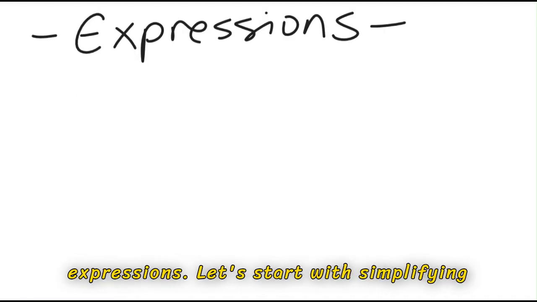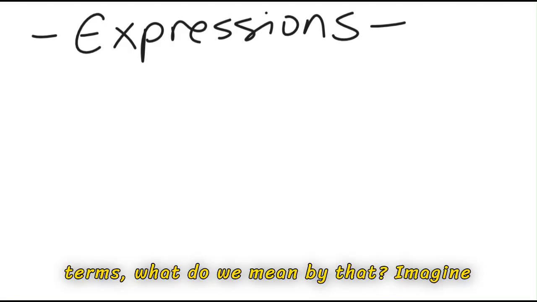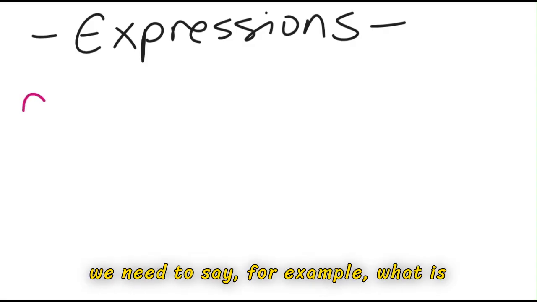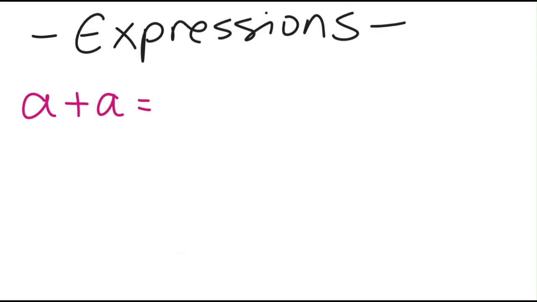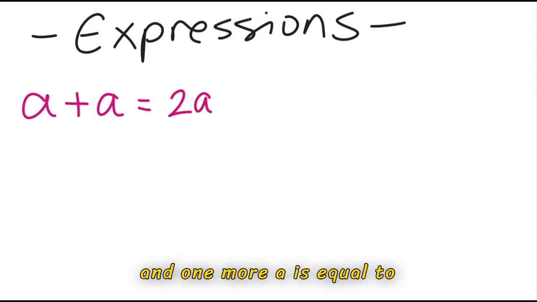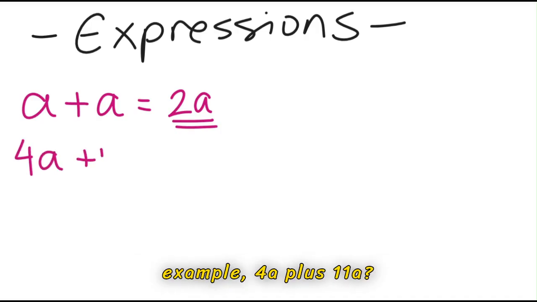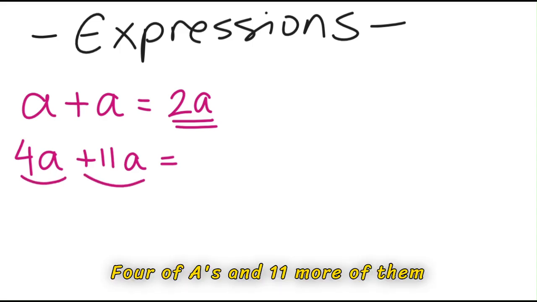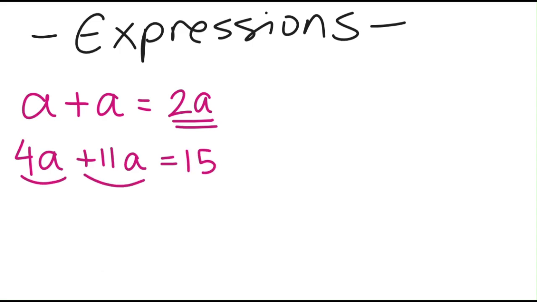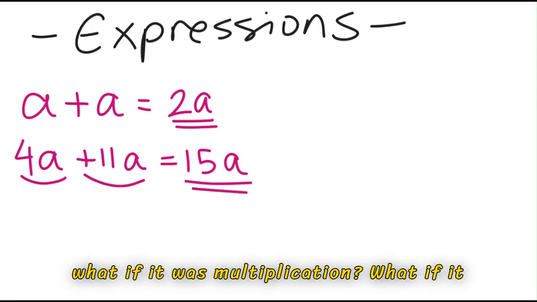Our new chapter is expressions. Let's start with simplifying expressions. So, by collecting like terms, what do we mean by that? Imagine we need to say, for example, what is A plus one more time A? A and one more A is equal to 2A, right? Now, what is, for example, 4A plus 11A? 4 of A's and 11 more of them will be equal to 15A. Excellent.